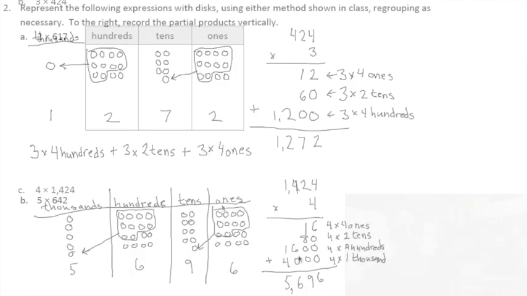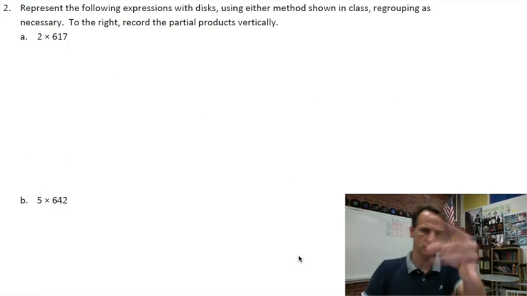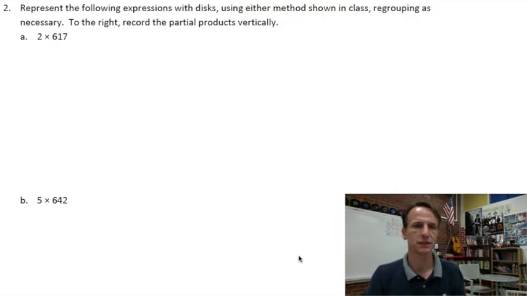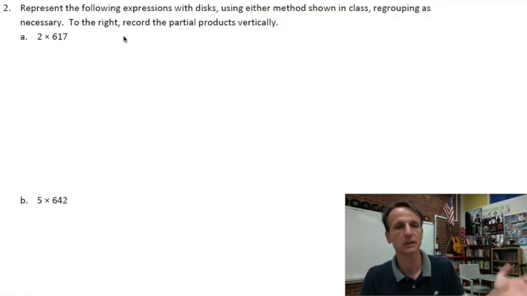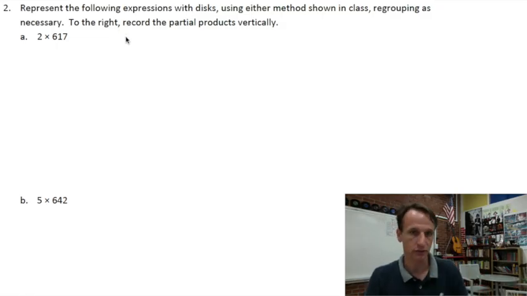Yes, do it. And here in number 2, the instructions are written slightly differently, but it's essentially the same thing. We're going to represent the expression with this on a place value chart, regrouping as necessary, which we were doing, and then recording the partial products vertically, which we're also doing. So let's get going here.